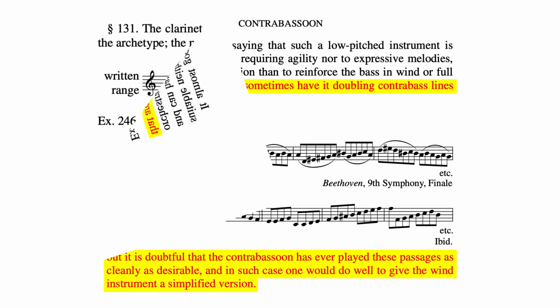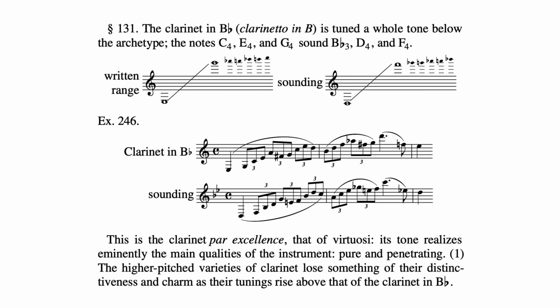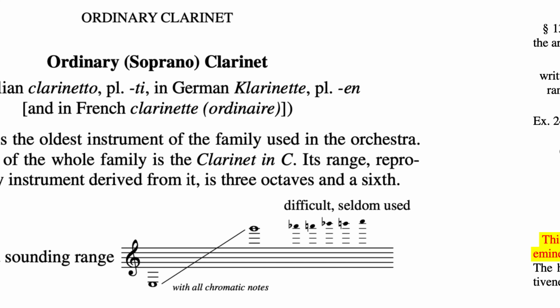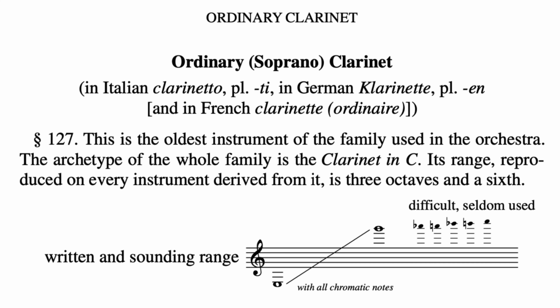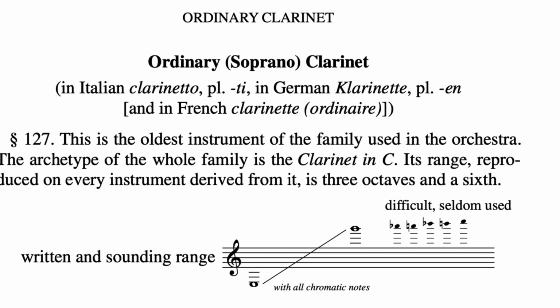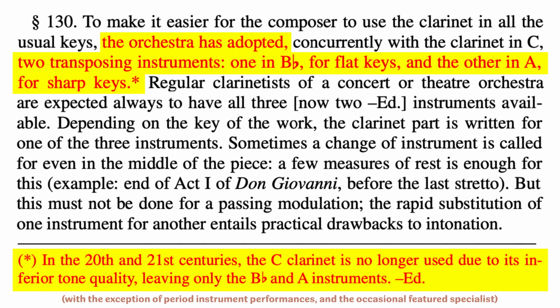Absolutely. And then, when discussing the B-flat clarinet, "This is the clarinet par excellence, that of virtuosi. Its tone realizes eminently the main quality of the instrument, pure and penetrating." Confusingly, he uses the C clarinet as the exemplar for the family, probably due to its lack of transposition. But he does make it clear that this model is essentially outdated, as does editor Davis Brown, and that the B-flat and A models represent the current and final standard.